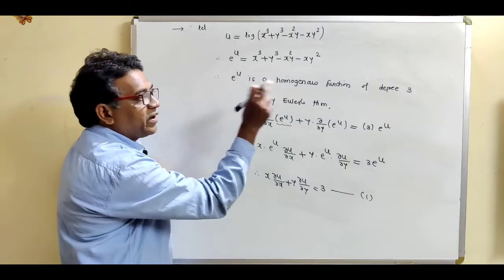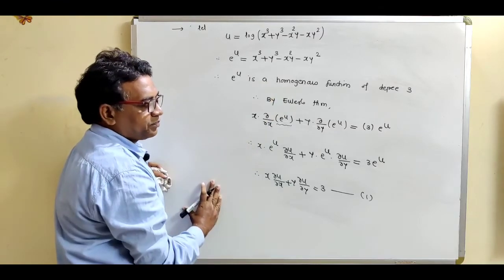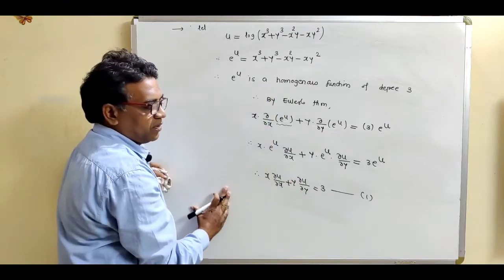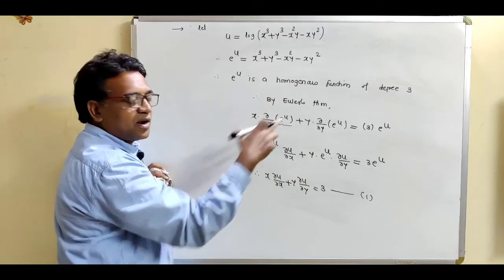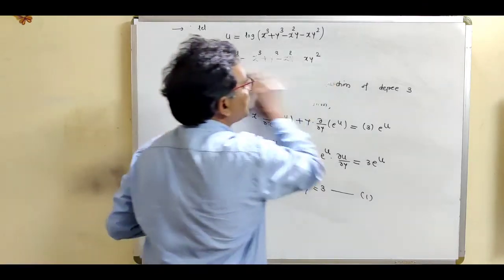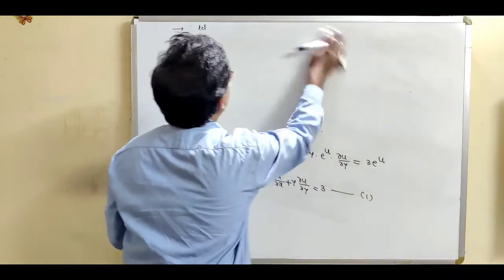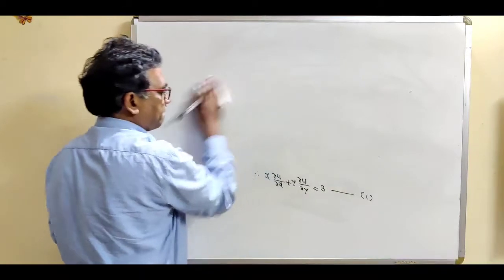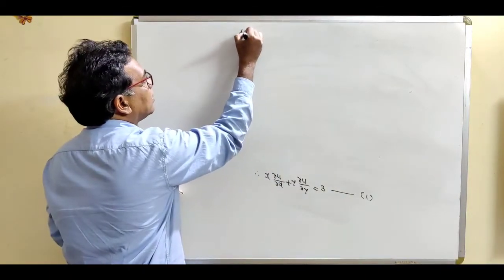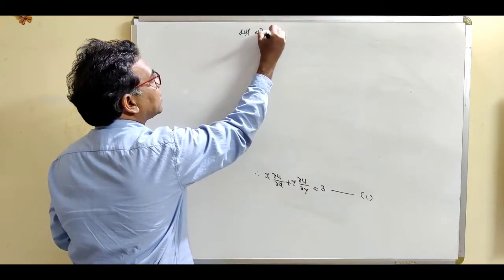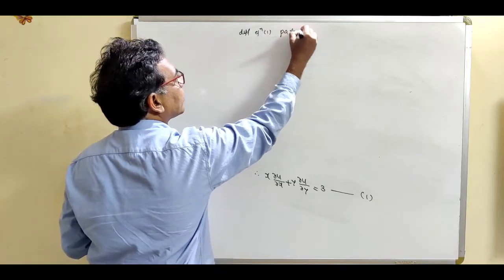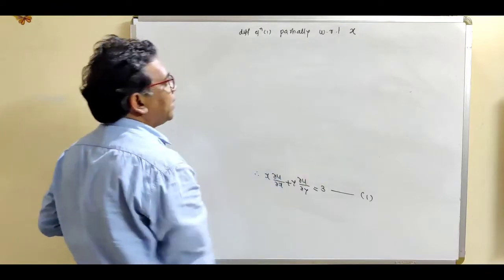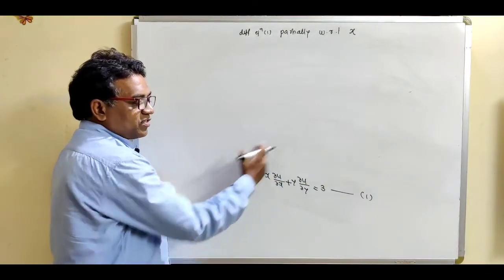Now how to get that particular bracket square type term? It is called the consequence of this Euler's theorem. So how to get the consequences? There are 3 steps. So write down first step: differentiating equation 1 partially with respect to x. So this is our equation 1.